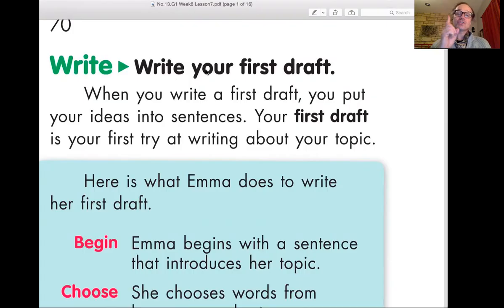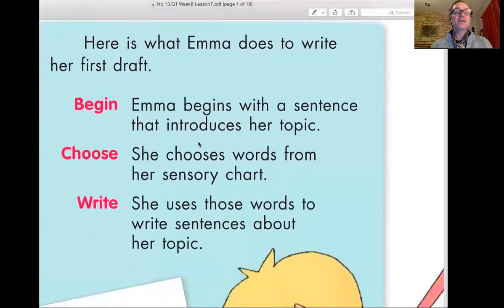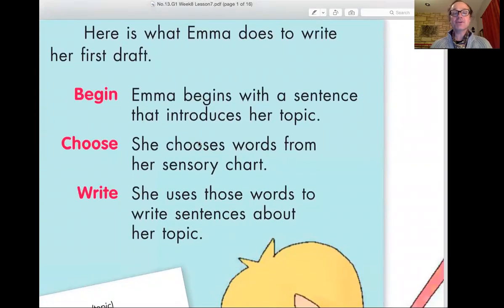Write your first draft. That would be the first thing that you write. It doesn't have to be perfect, but it's getting your ideas down on paper. When you write your first draft, you put your ideas into sentences. Your first draft is your first try at writing about a topic. Here is what Emma does to write her first draft.